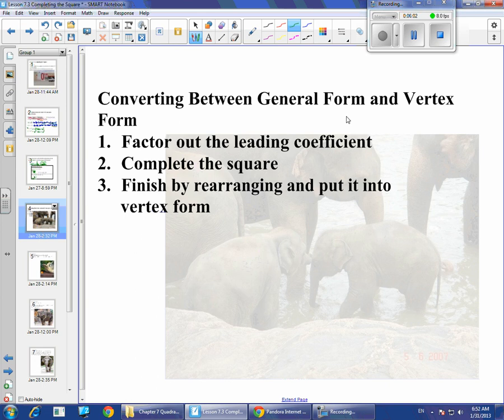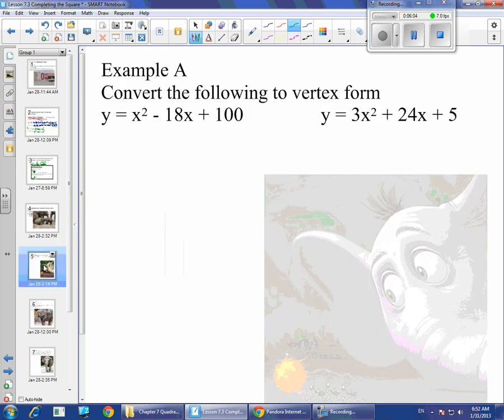So here's two examples. Now notice the one on the left doesn't have a leading coefficient, so we're not even going to worry about that. What I'm going to do is take these first two terms and group them together. Leave a little space. So just like on the previous two slides, these are the two terms that I'm going to use to complete the square.